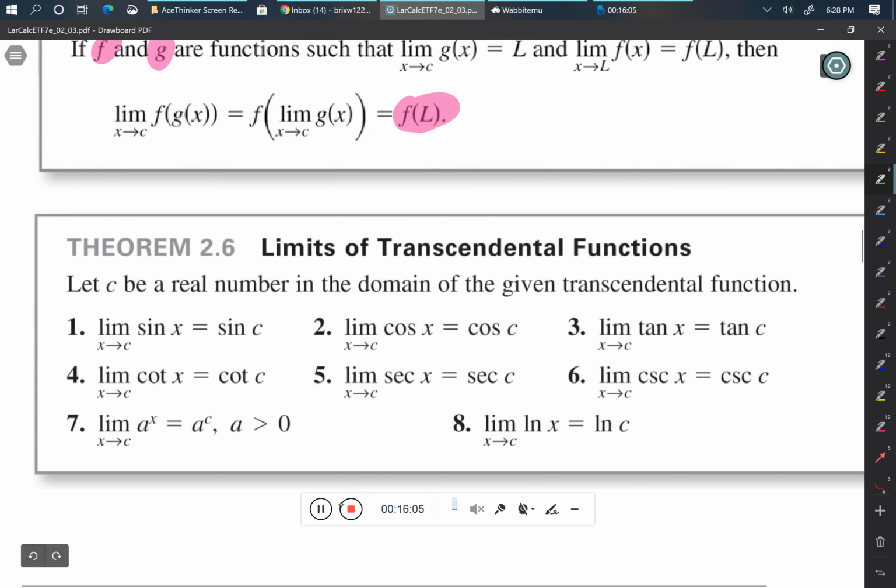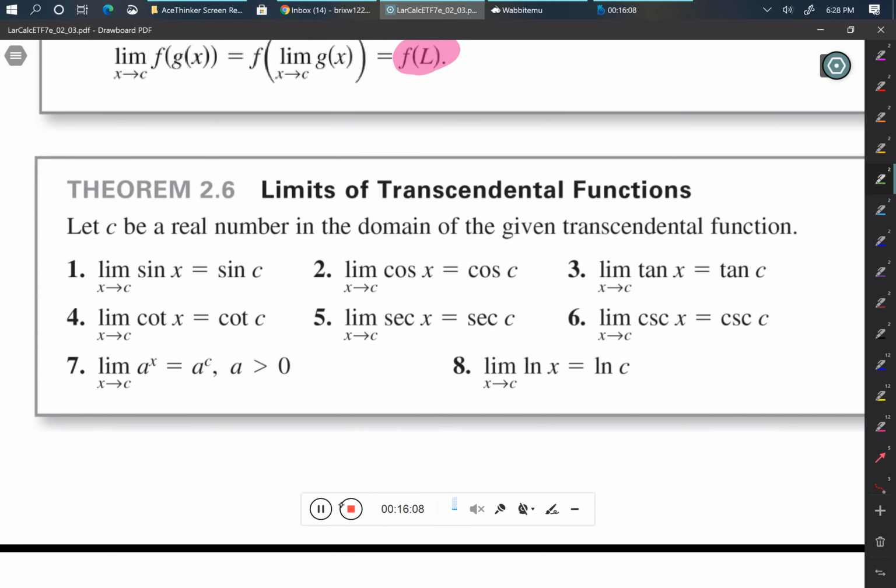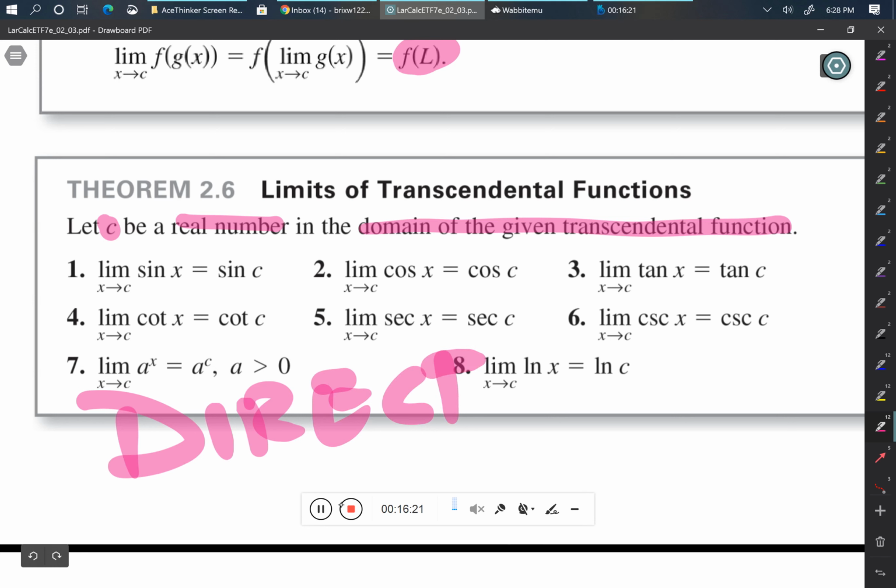Right? And then we have the limits of transcendental functions. And what do you see here? If c is a real number that is in the domain of the given function, direct substitution: sine, cosine, tangent, cotangent, secant, cosecant, exponential functions, logarithmic functions. Okay? Direct substitution. You want to take that limit, direct substitution every single time.